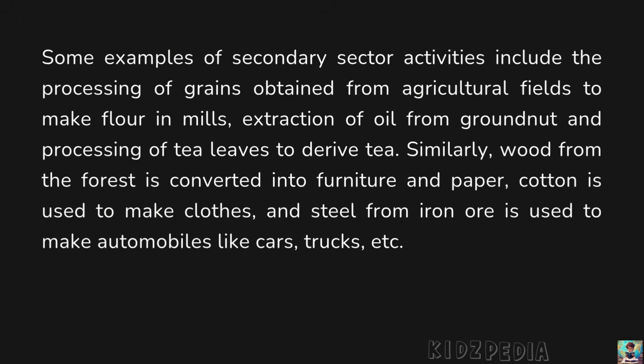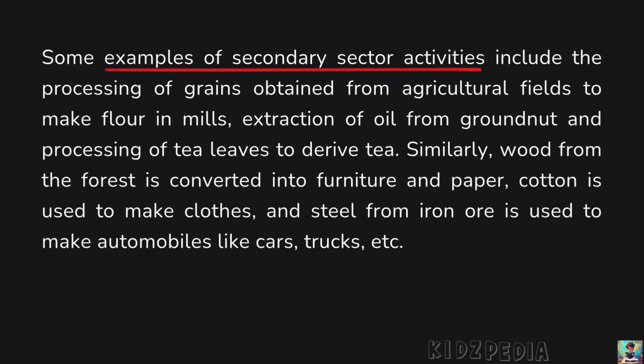Some examples of secondary sector activities include the processing of grains obtained from agricultural fields to make flour in mills, extraction of oil from groundnut and processing of tea leaves to derive tea. Similarly, wood from the forest is converted into furniture and paper. Cotton is used to make clothes. And steel from iron ore is used to make automobiles like cars, trucks, etc.